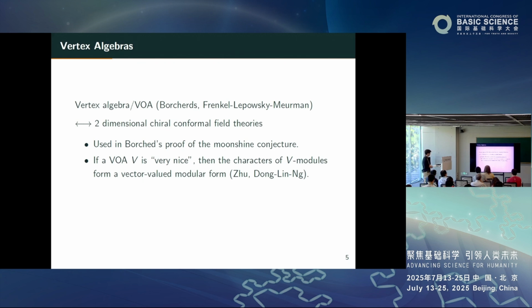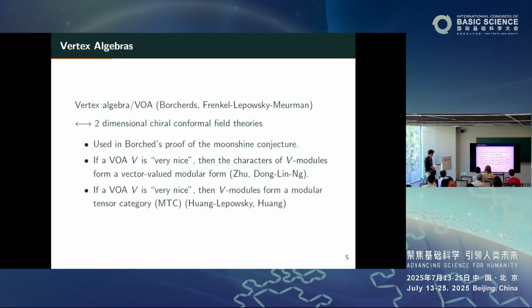And it was shown by Yongchang Zhu that if a vertex algebra is very nice, then the characters of V-modules form a vector valued modular form. So by this theorem, you can regard vertex algebra as some kind of algebraic framework to study modular forms. This beautiful theorem was proved by Zhu up to the congruence property, which was proved much later by Dong.